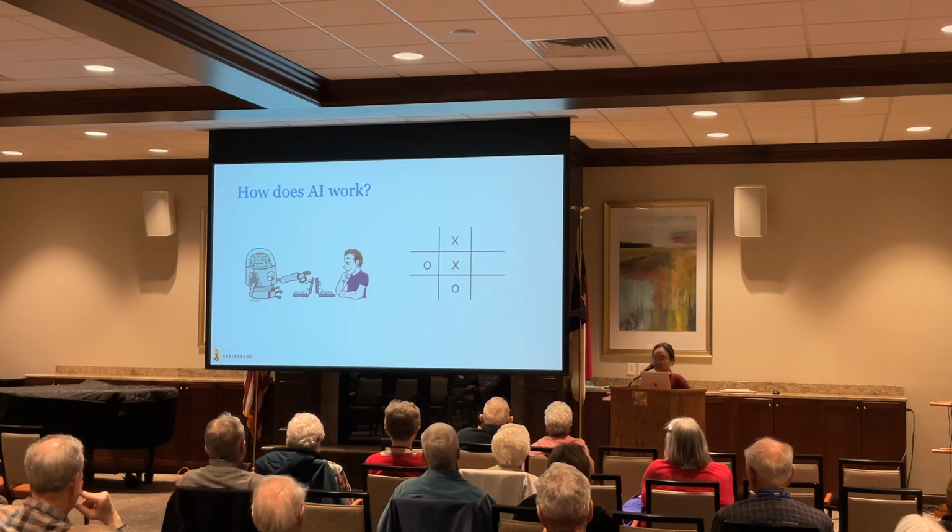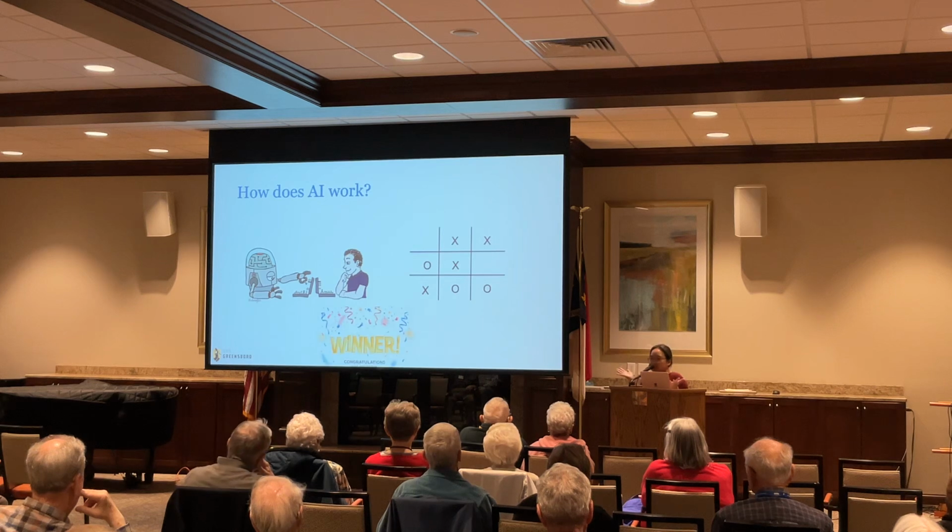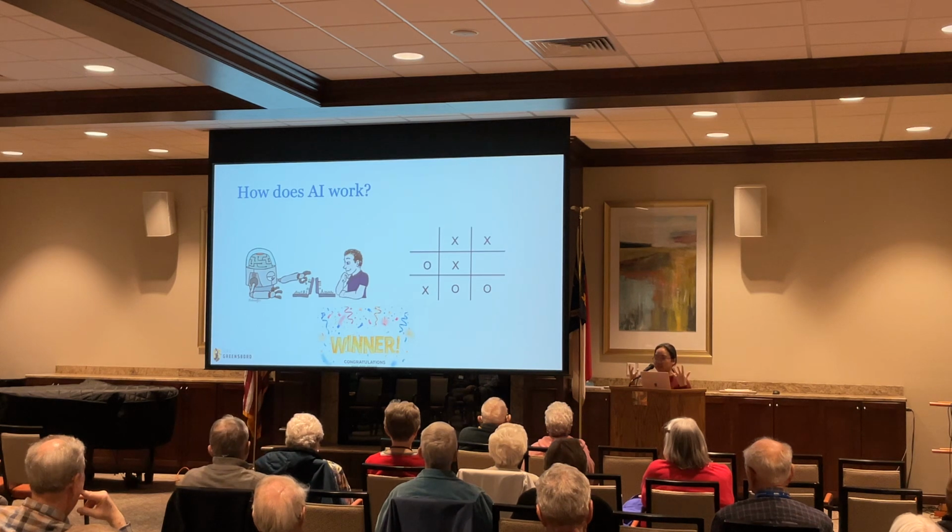Then it is X's turn again. O's turn. Okay, now X fills in the top right part. So you see X has filled in the diagonal. Congratulations, X wins. Yeah, this is one example of how to play tic-tac-toe.